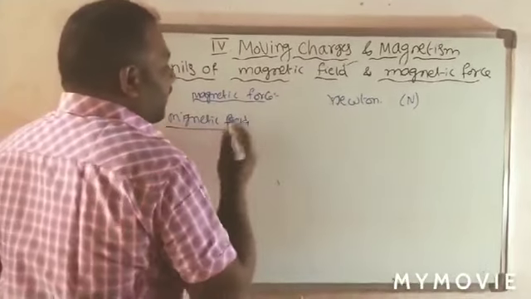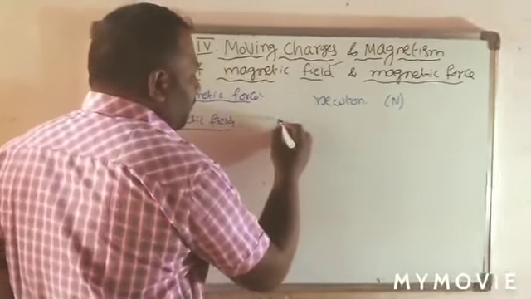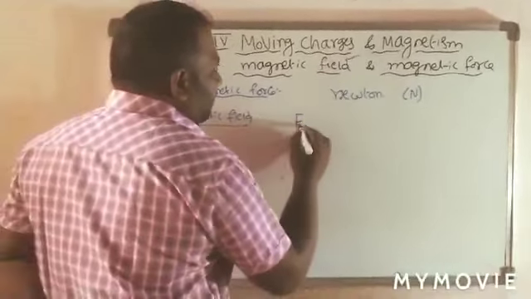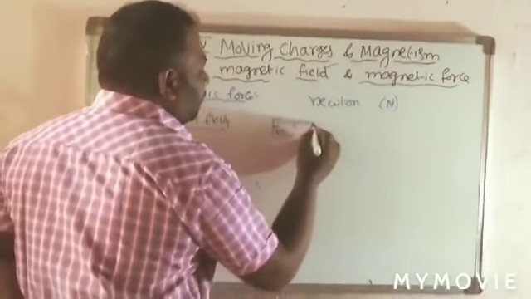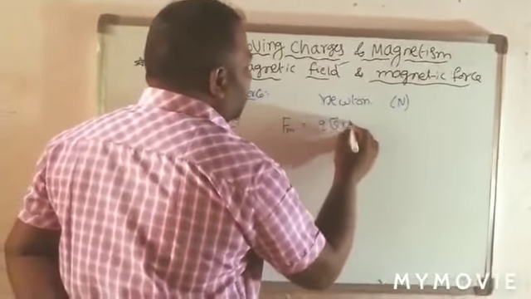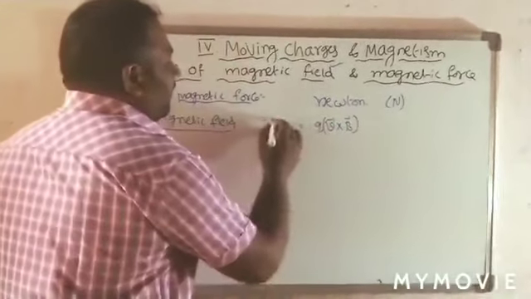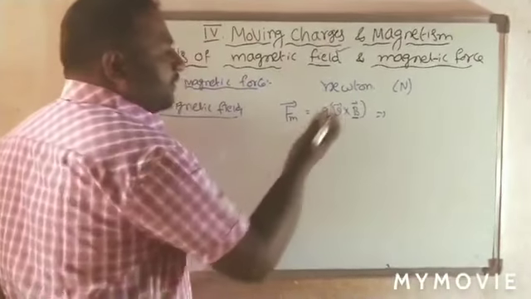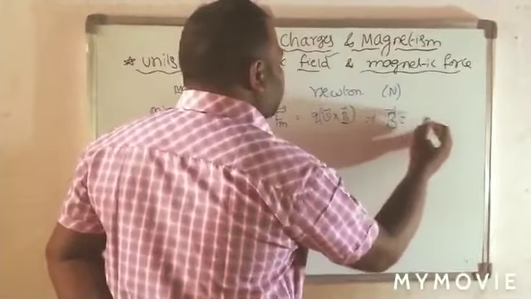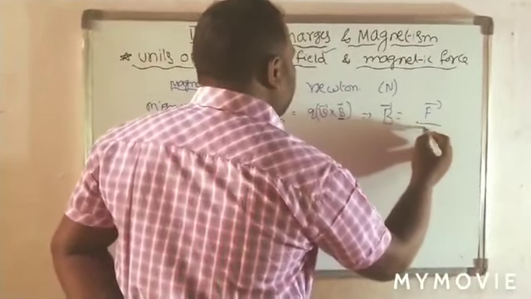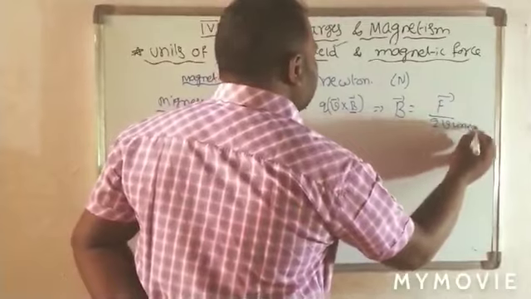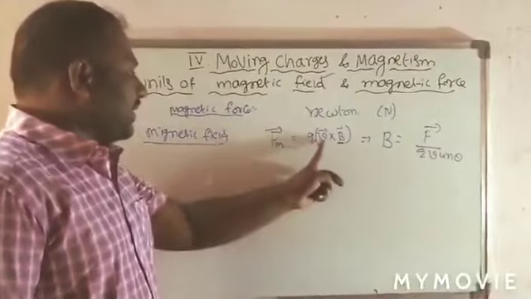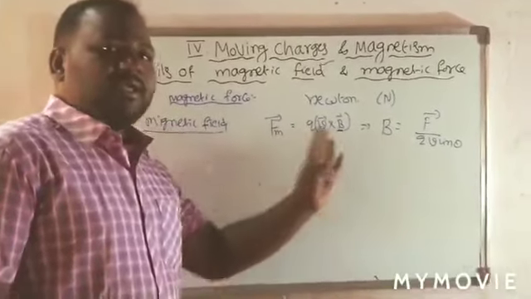Here we have the formula. From the formula, what do we know about the magnetic field? We know that magnetic force is equal to Q into V bar cross B bar. This is the formula for magnetic force. From this we have to find the magnetic field. So magnetic field B is equal to F by Q into V sin theta. Why? Because V bar cross B bar can be written as VB sin theta.